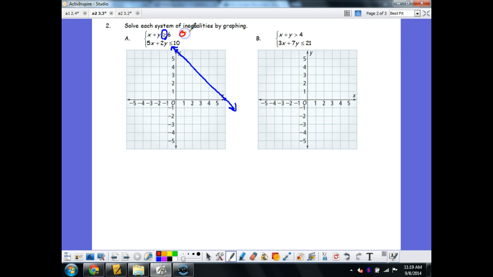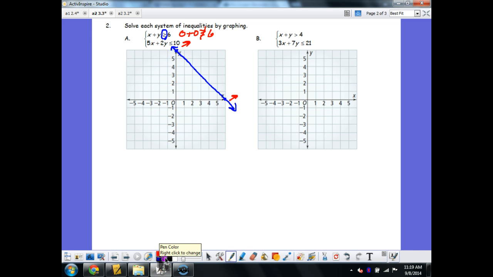So is 0 plus 0 greater than or equal to 6? Nope. So we are going to shade that side. Our final shaded region is going to be somewhere on this side of this line. Actually, I just drew arrows to signify that. Our final shaded region should not be down here at all.